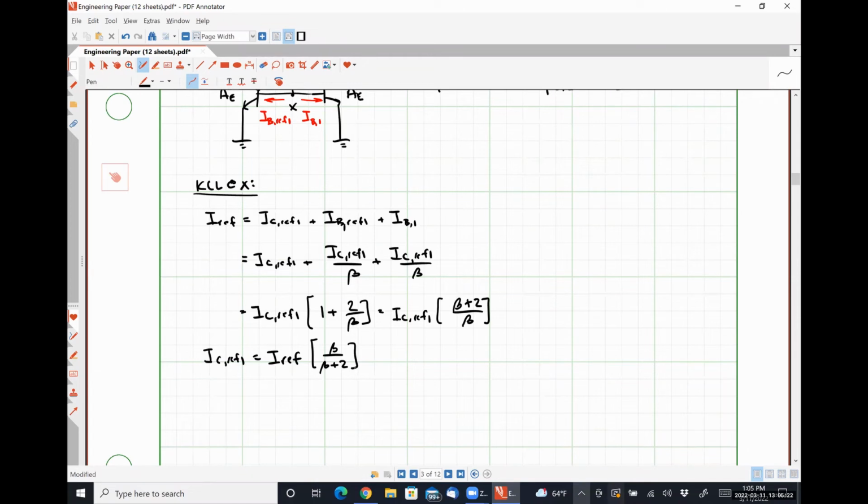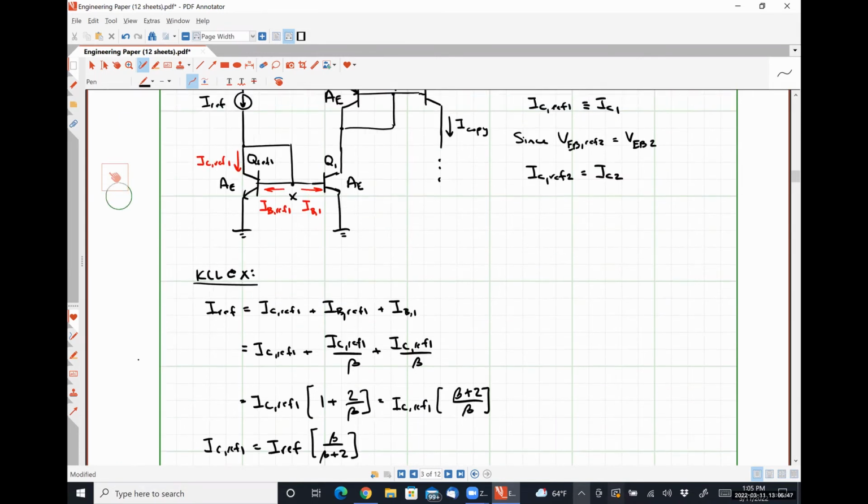So effectively, we're getting something that seems reasonable. IC ref 1 is slightly smaller than I ref, which makes sense because I ref is having to supply those base currents. So this seems reasonable to me. All right.